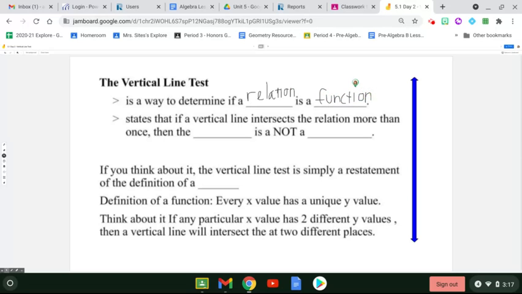So remember, a function is every input has its own special output. And it states that if a vertical line intersects the relation more than once, then the relation is not a function.